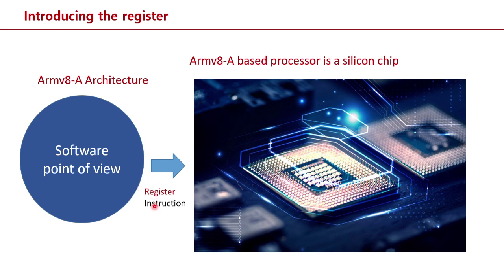So the point is, among the most important features of the ARM architecture, I believe they are the assembly instructions and the registers. Through the registers, we can identify the status of the ARM processor. Through the registers, we can set the necessary configuration of the ARM architecture. It's important to understand how the registers are organized.